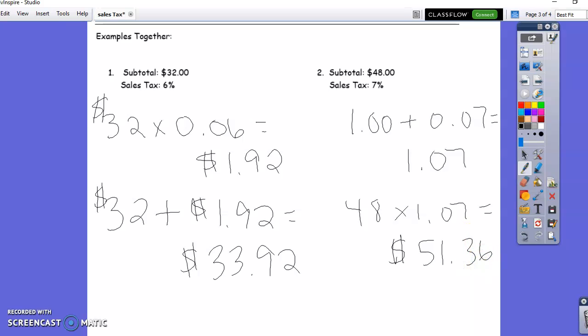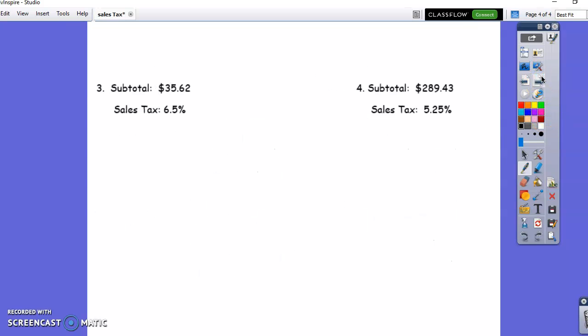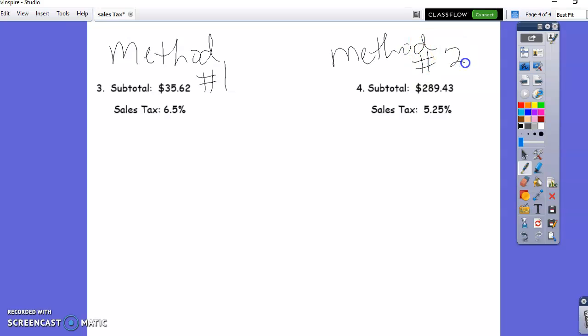Okay, so method 1 we did on number 1, method 2 we did on number 2. So now I'm going to have you stop the video right now, and I'd like for you to try to do number 3 with method 1. And I'd like you to try to do number 4 with method 2. So stop the video right now and work that out. And then when you get your answers, turn the video back on and check what you got.